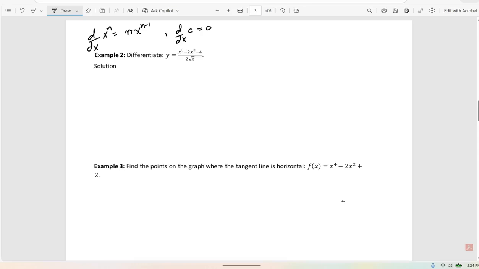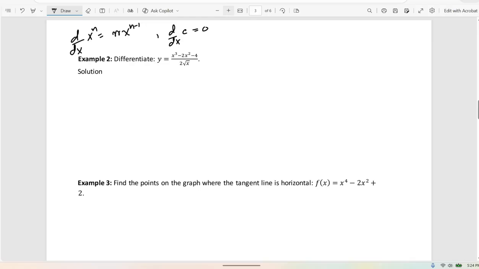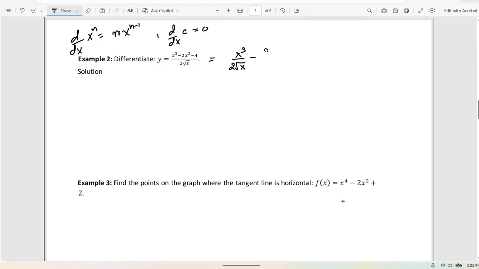Let's do this example here. y is equal to this. Now this looks very complicated. We haven't learned any formula for a division or a fraction, right? So I'm going to simplify this first: x cubed divided by 2 root x, minus 2x squared by 2 root x, minus 4 by 2 root x. We can separate things.